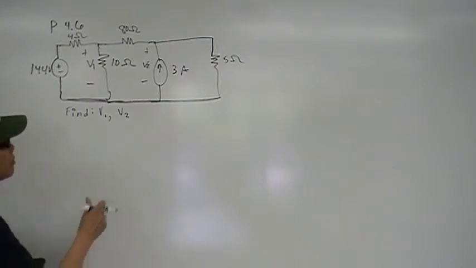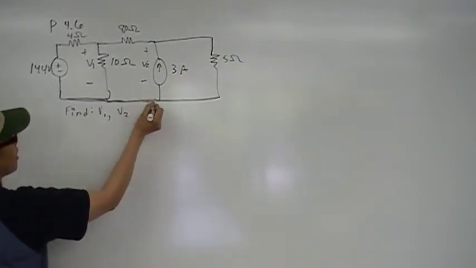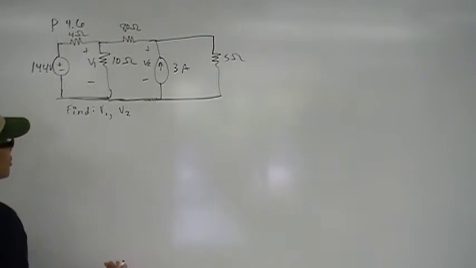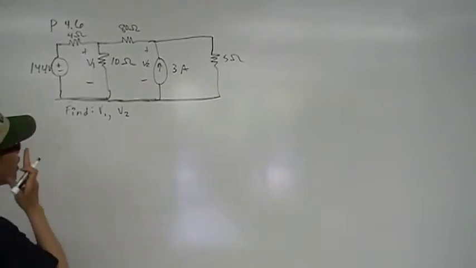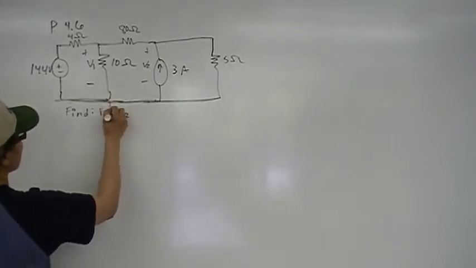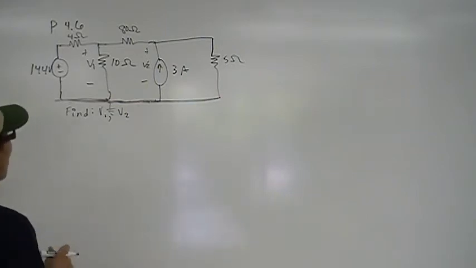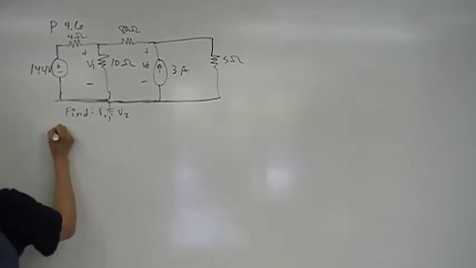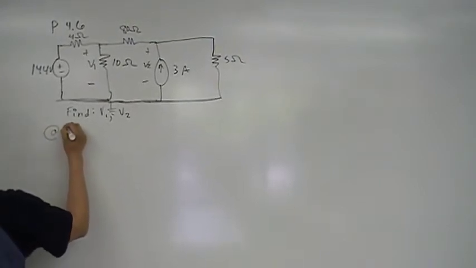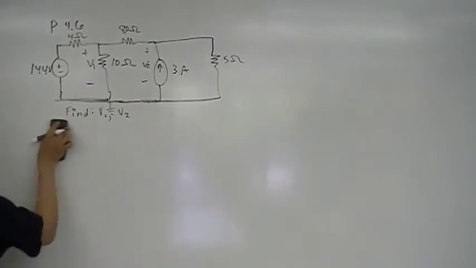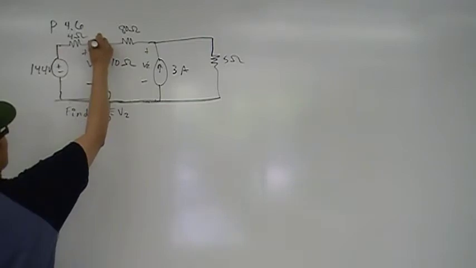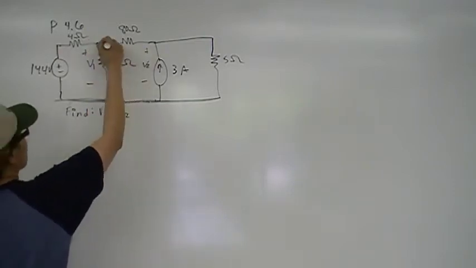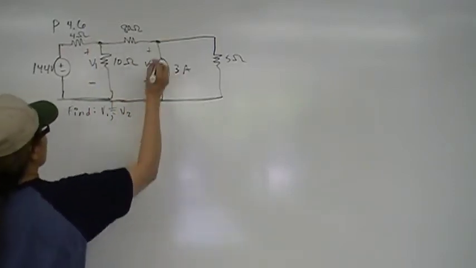But the node voltage method is basically KCL. So what we're going to do is, the most obvious choice for the reference is the ground, so everything will be done with respect to ground. So let's begin. Our KCL equations are going to be with respect to V1 and V2.